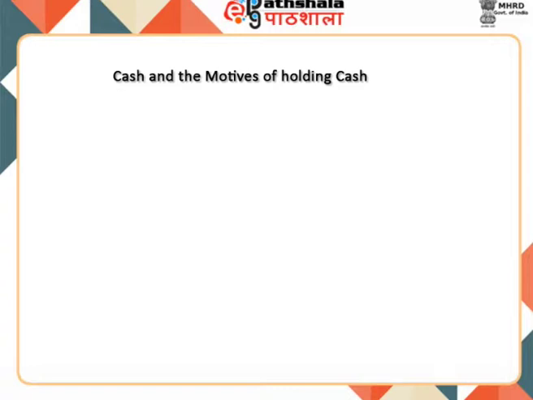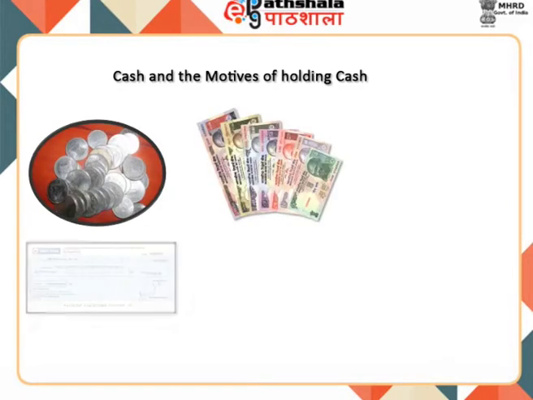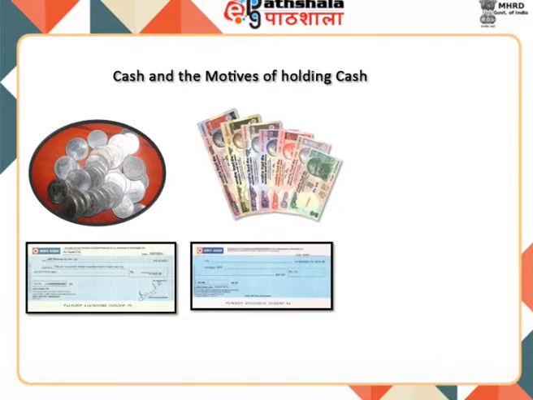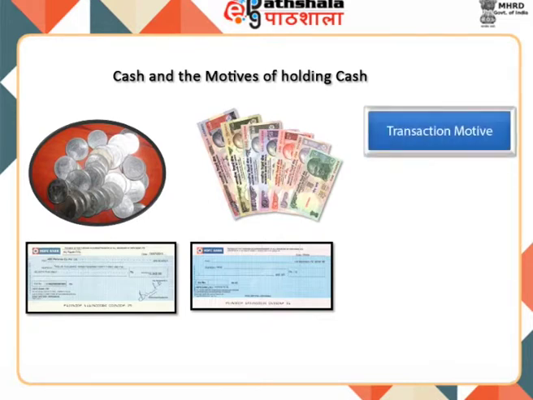Cash and cash equivalents include coins, currency, checks, drafts, demand deposits, marketable securities, time deposits, and so on. There could be different motives behind holding cash. These can be transaction motive.